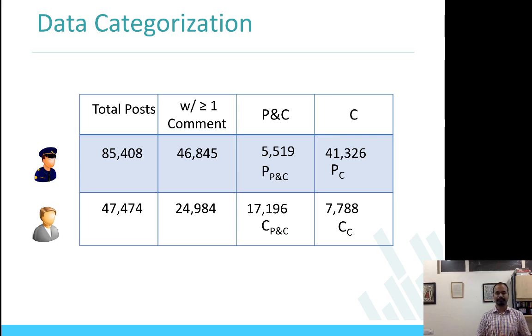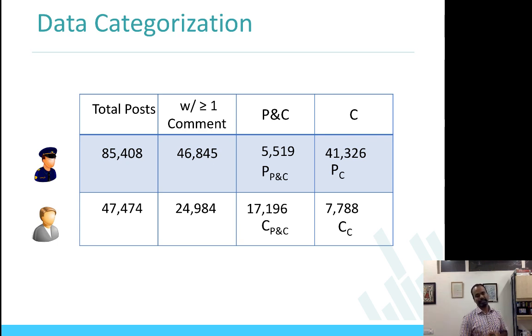police more. And when you look at total posts in terms of citizens, which is 47,000, the number of posts which had one or more comments is about 24,000. The way to read this is citizens are posting, and then police and citizens are commenting on it, which is about 17,000, and only citizens commenting is about 7,000.